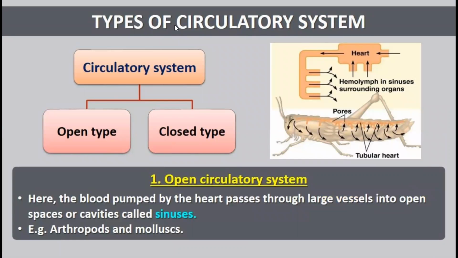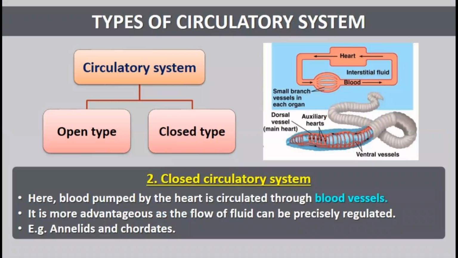Let's see the types of circulatory system. Circulatory systems are of two types, open and closed circulatory system. In the open circulatory system, the blood pumped by the heart passes through large vessels directly into open spaces or cavities, known as sinuses. Examples are arthropods and molluscs.